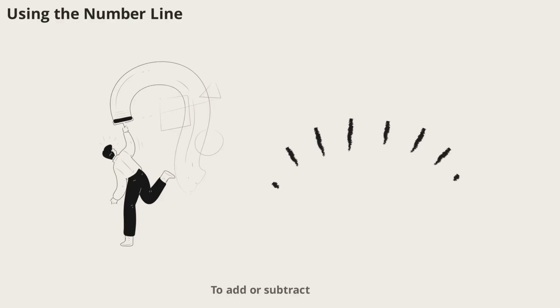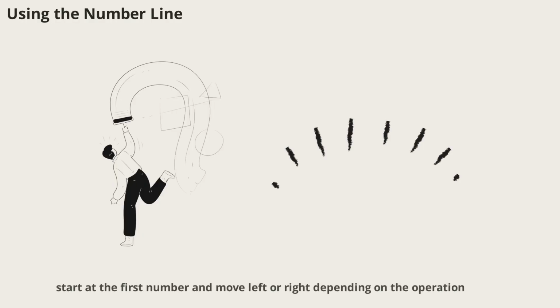To add or subtract, start at the first number and move left or right depending on the operation. This visual approach makes it easier to see how numbers change and helps you avoid mistakes. Practice using the number line for every problem until you feel confident.